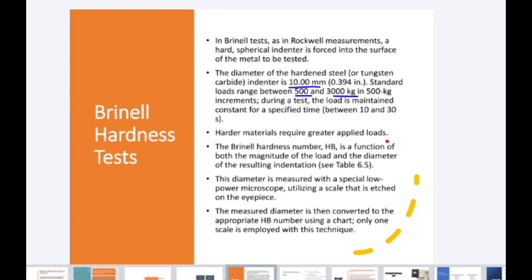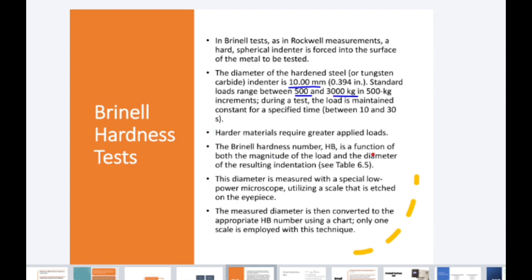Anyway, during a test, the load is maintained constant for a specific time. That specific time, as I told you, is the dwelling time, between 10 to 15 seconds. In the lab, we keep the load for 15 seconds. That was the dwelling time, right? Harder material requires greater applied load, usually in the range from 500 kilogram to 3000 kilogram. Why do we apply greater load? With a small load, we cannot measure the dent, because it is very, very small, so we cannot measure accurately. That's why we increase the load.